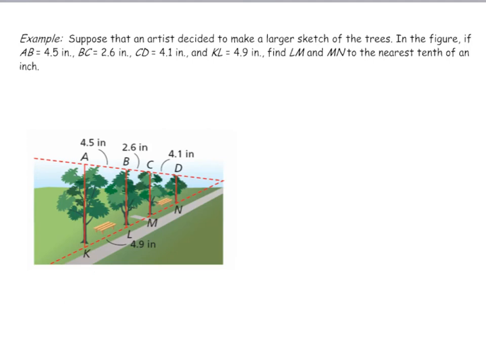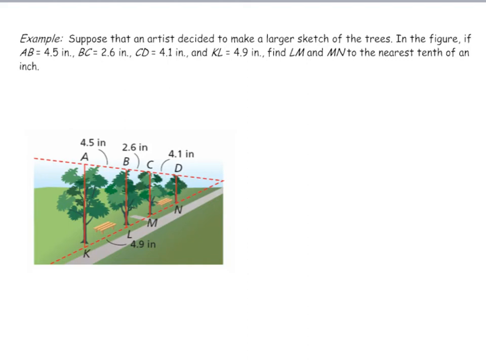So for this example, we're going to use that corollary we just talked about, and it says, suppose that an artist decided to make a larger sketch of the trees. In the figure, if AB is 4.5, BC is 2.6, and CD is 4.1, along with KL being 4.9 inches, we are going to find LM and MN to the nearest tenth of an inch. So I noticed that we've got trees, and we're going to assume that these trees are all straight, so that means they're all going to be parallel. AK, BL, CM, and DN are all parallel lines, and they're intersecting our 2 transversals.